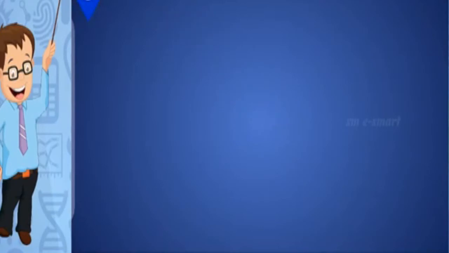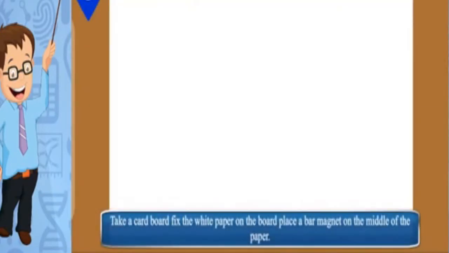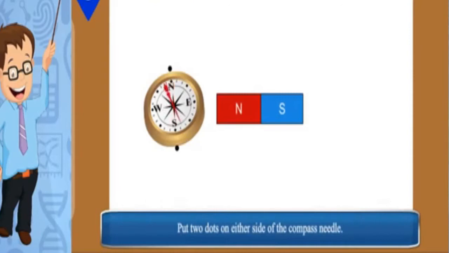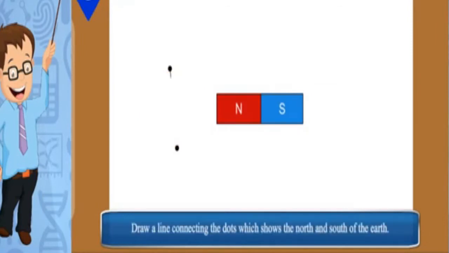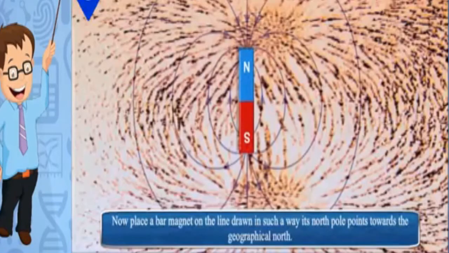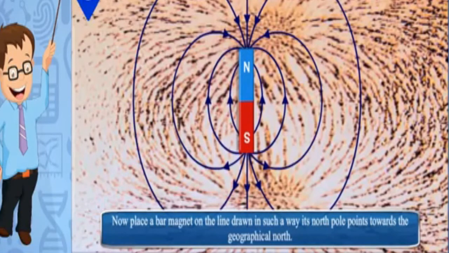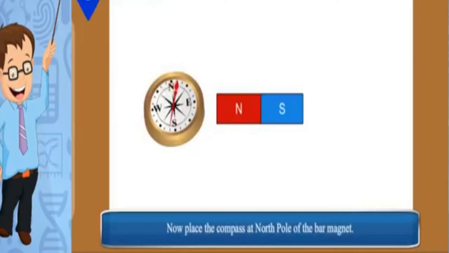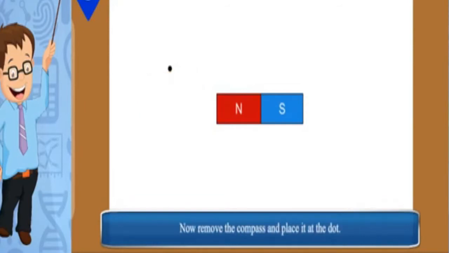Activity: take a cardboard, fix the white paper on the board, and place a bar magnet in the middle of the paper. Put two dots on either side of the compass needle. Take it out. Draw a line connecting the dots, which shows the north and south of the earth. Now place the bar magnet on the line drawn in such a way that its north pole points towards the geographical north. Now place the compass at the north pole of the bar magnet. Put a dot at the north pole of the compass needle. Now remove the compass and place it at the dot.